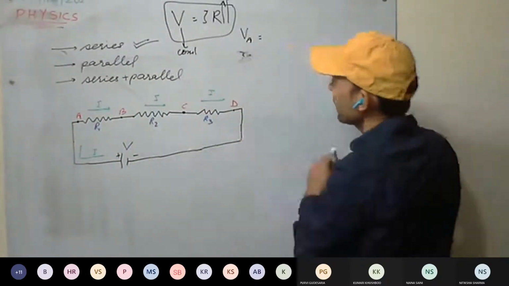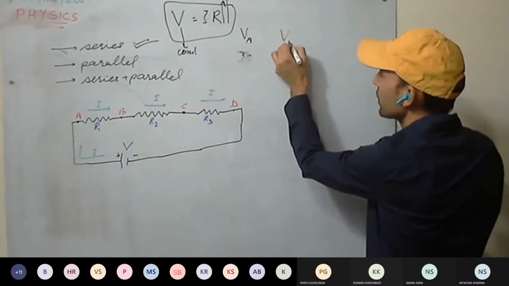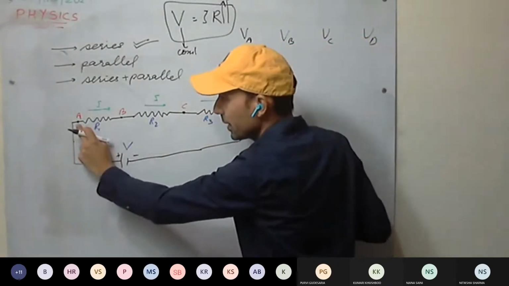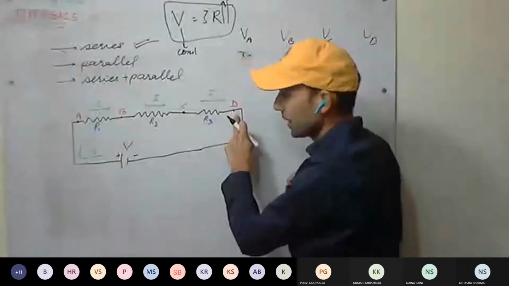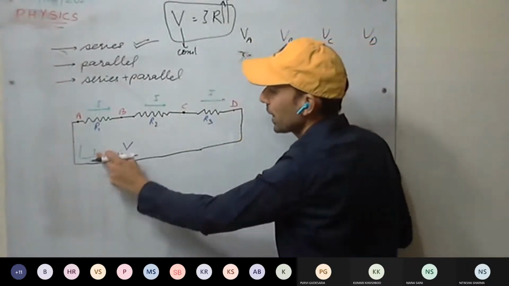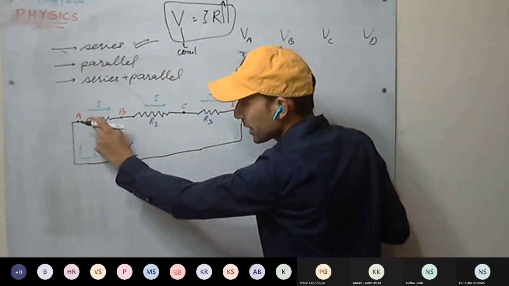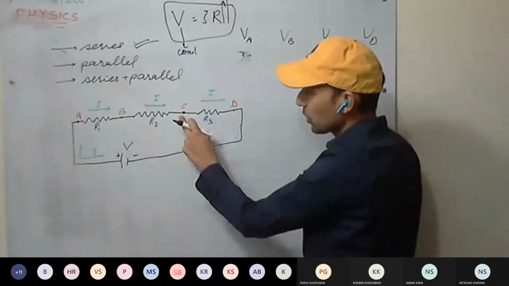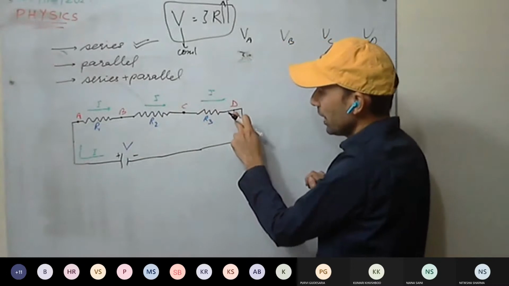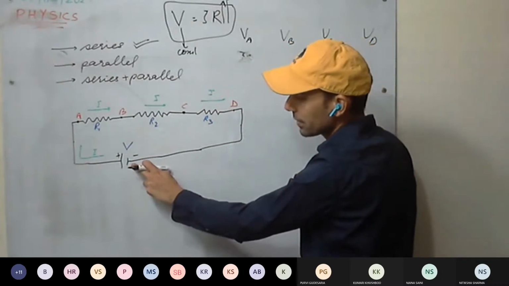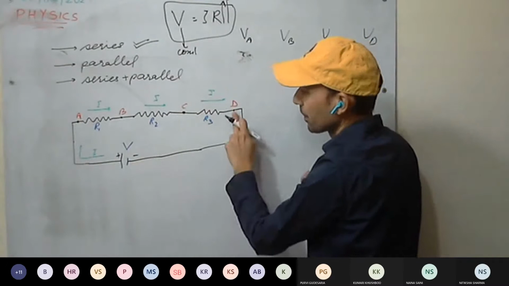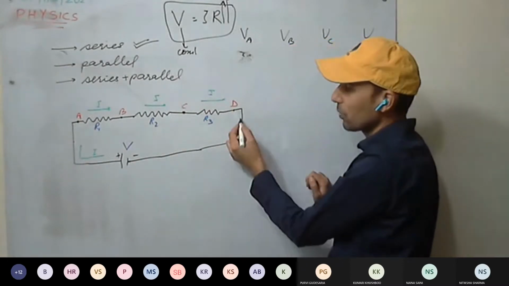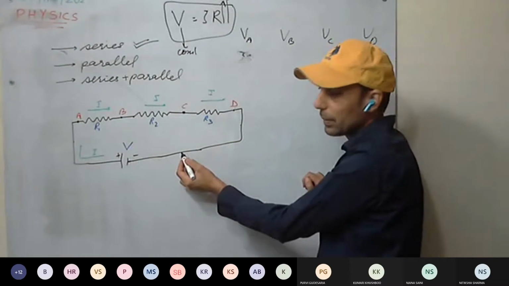So we are having VA, VB, VC, VD. These are the potentials at A, B, C, D. Now, which will be the highest potential? VA, then some drop across it, and VB, then again some drop, and again some drop. And VD will be the same as the potential at the negative terminal of the battery.